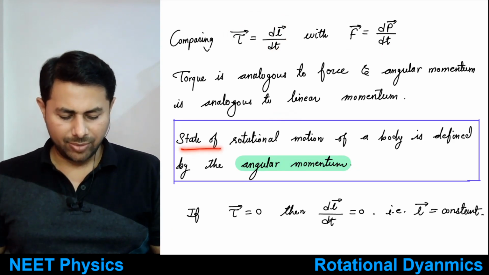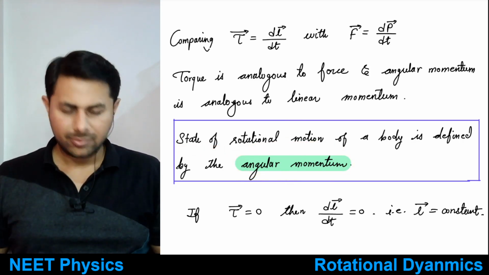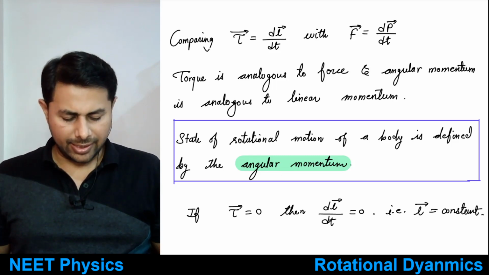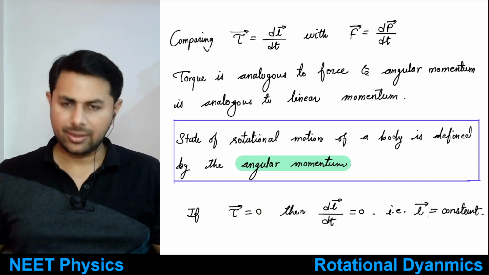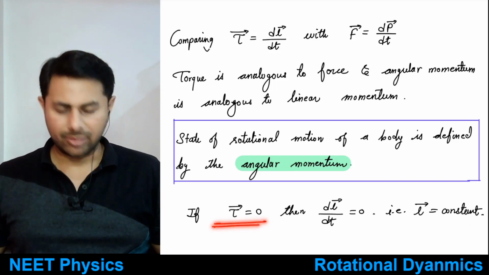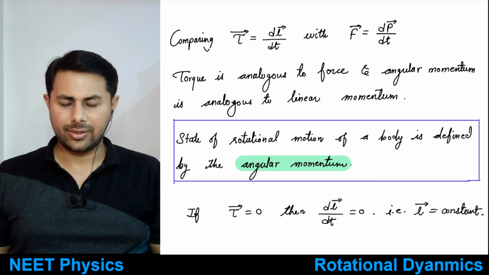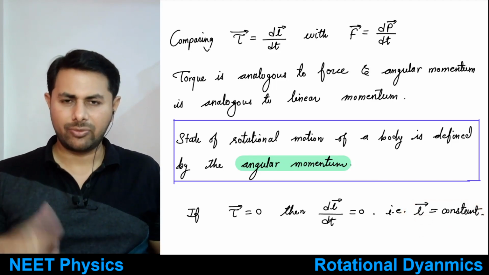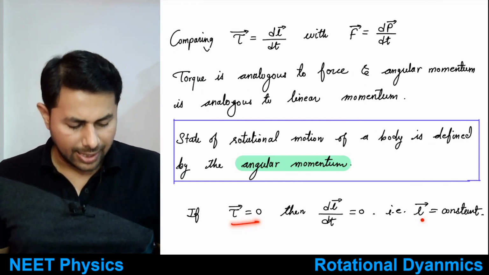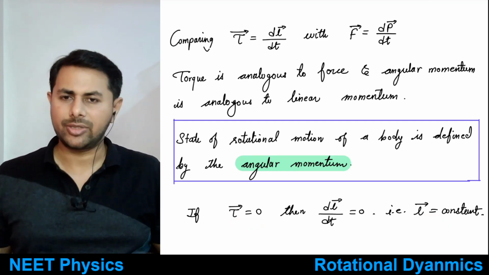So the state of rotational motion of a body is defined by angular momentum, and if the torque acting on a body is 0, then the angular momentum of the body remains constant. If torque acting on the body is equal to 0, then angular momentum of the body will not change. Now we'll see that angular momentum is related to angular velocity. So if torque is 0, angular momentum will remain constant. This is known as the law of conservation of angular momentum.